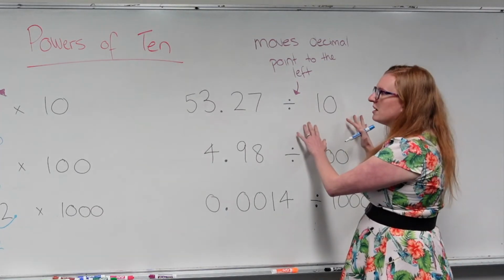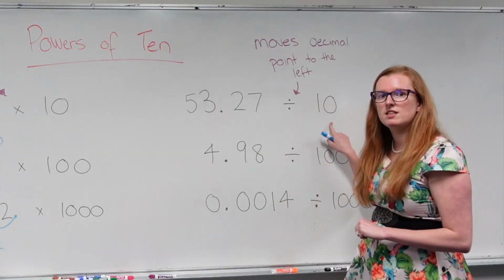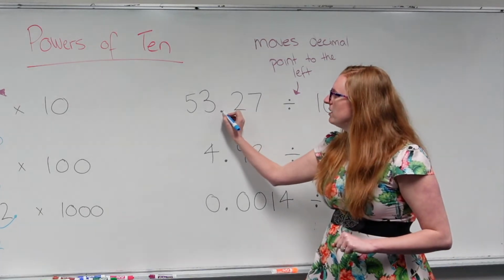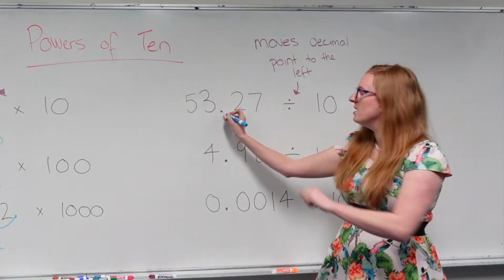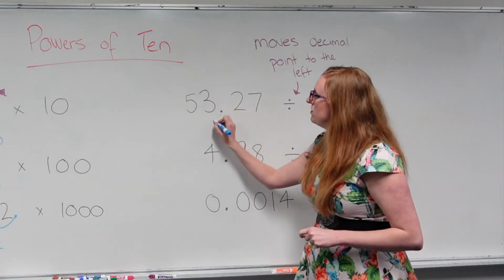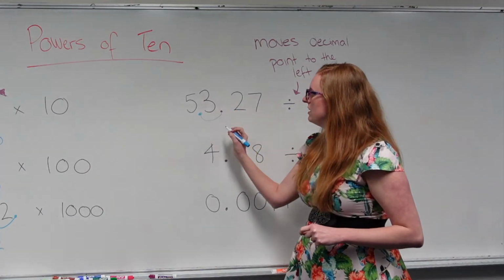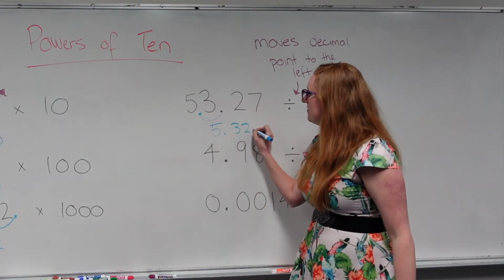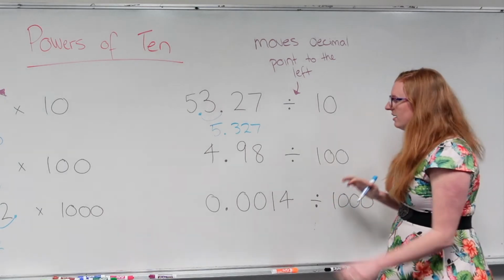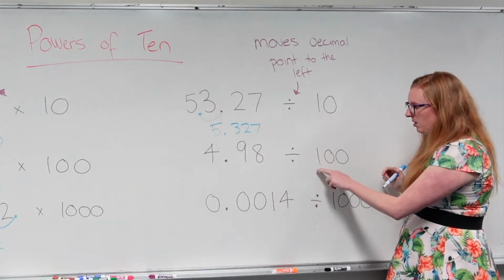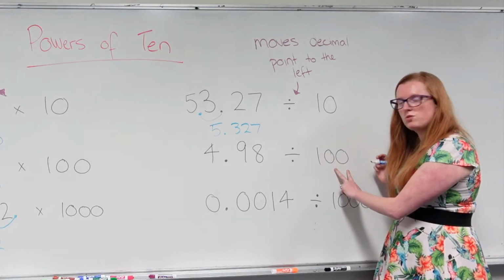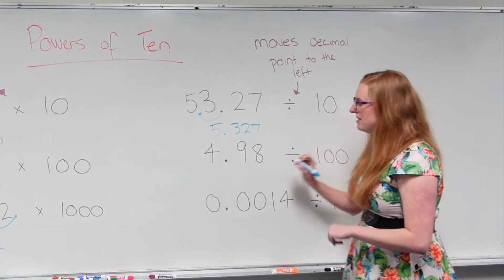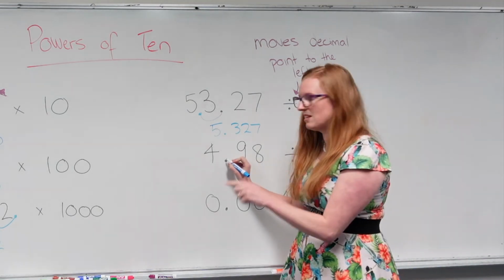So here I'm dividing by 10. It has 1 0, so it means my decimal point is going to be moving 1 spot. Because it's dividing, it's going to be moving to the left because it makes the number smaller. So now this number is 5.327. Okay, now here I'm dividing by 100. 100 has 2 zeros, which means I'm moving my decimal point 2 spots to the left.